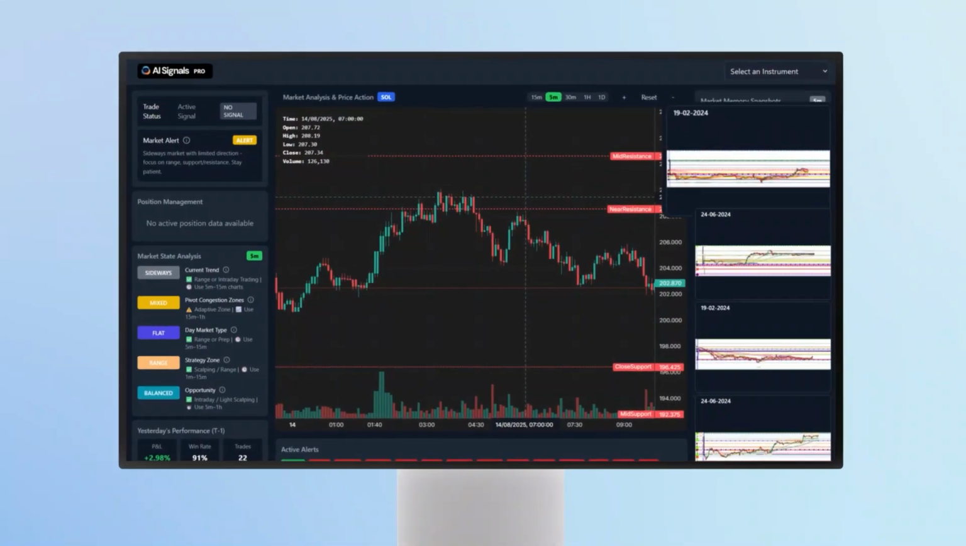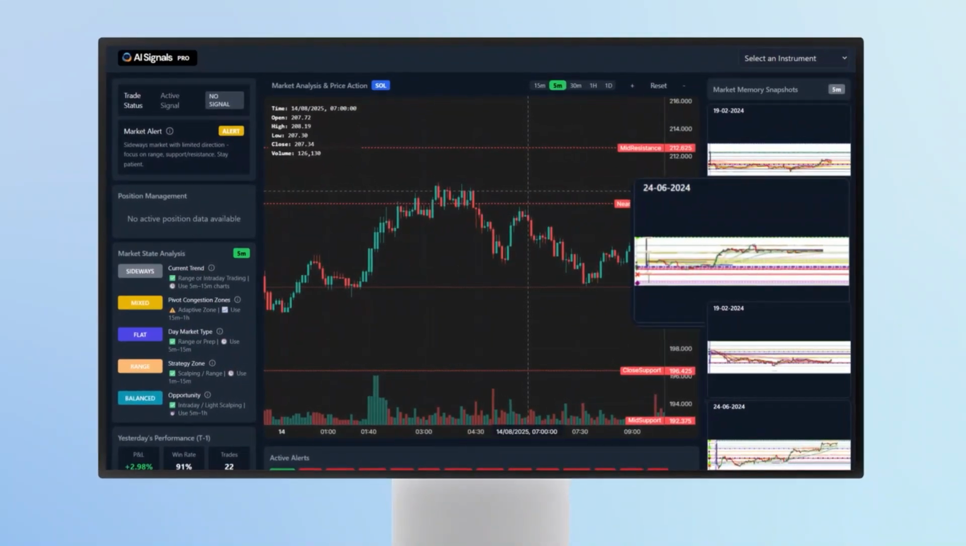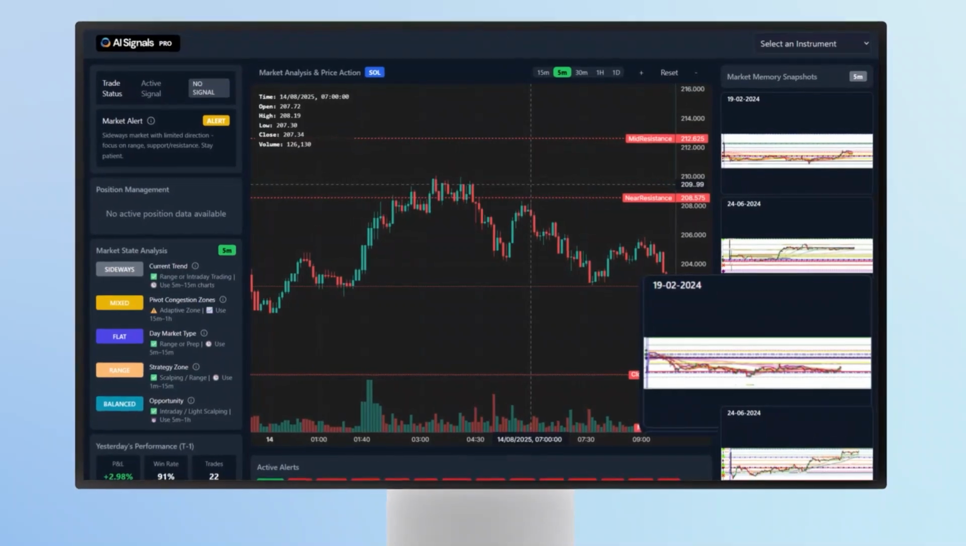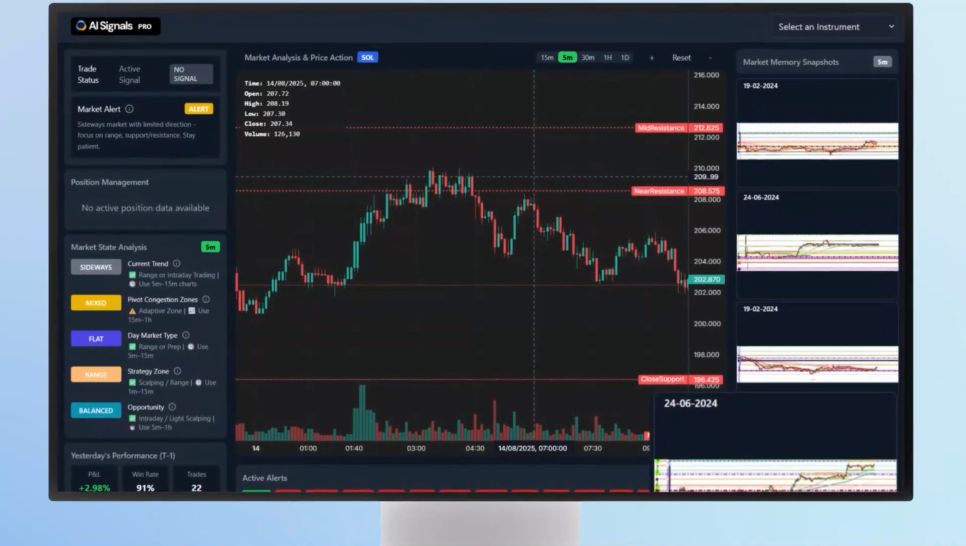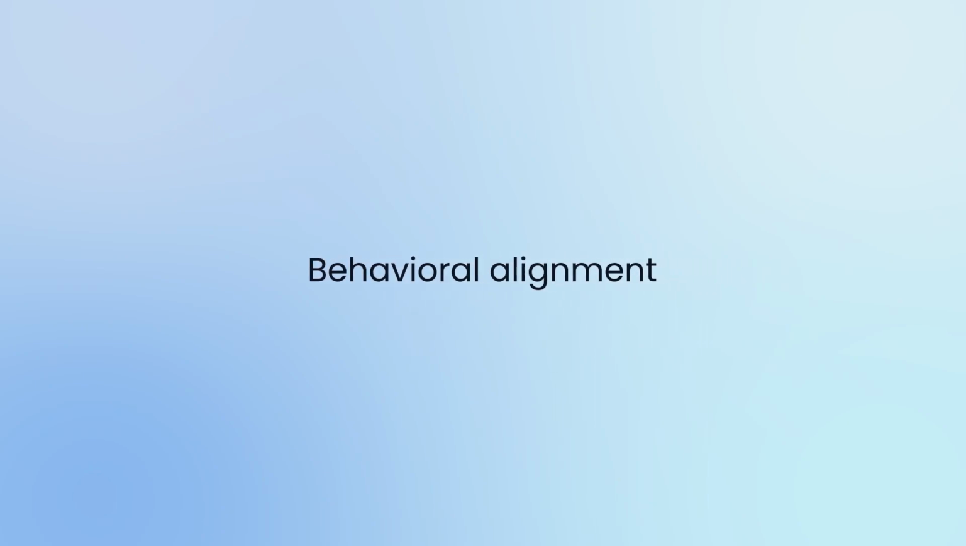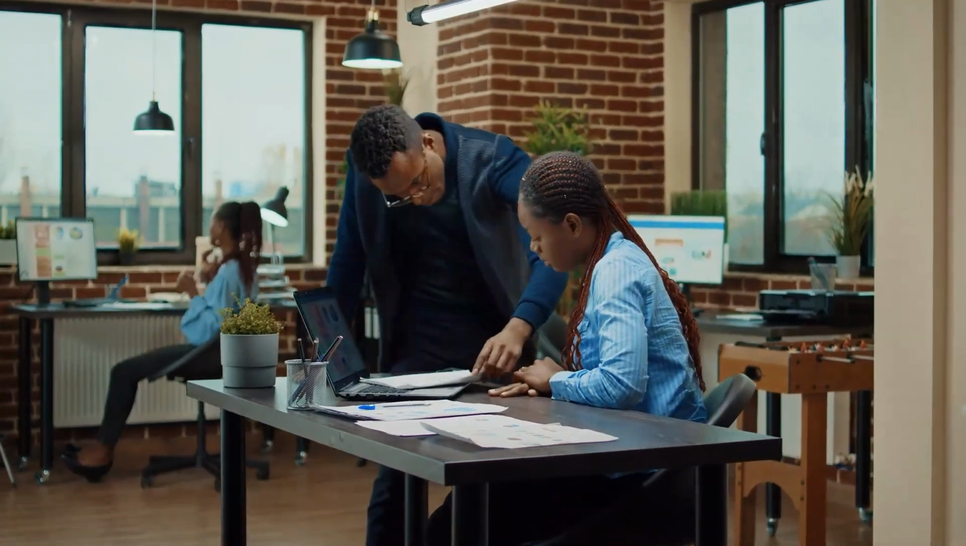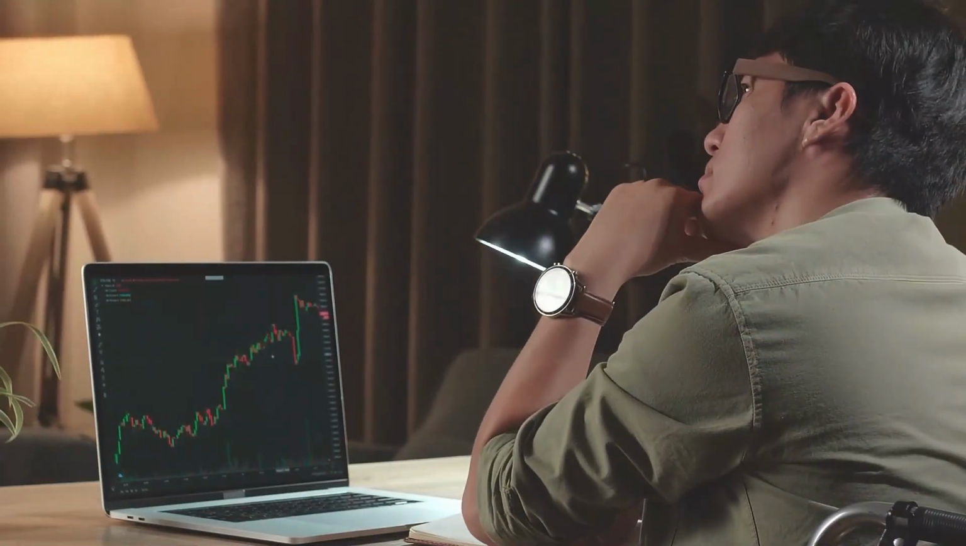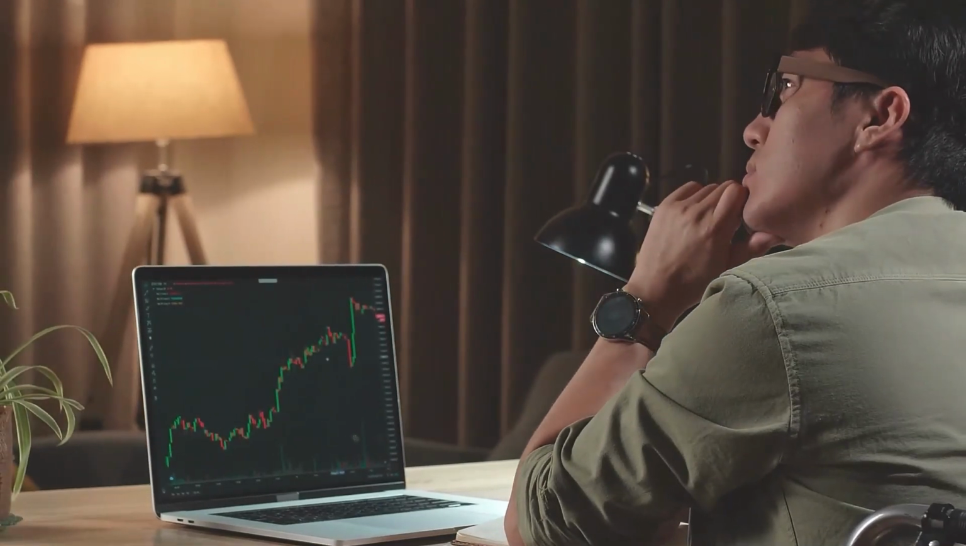You can scroll through each one and study how the market moved. Did it break down? Did it range? Was there a clean continuation? Each snapshot is like a real-world playbook from the past, letting you learn from it instantly. This isn't a backtest, it's behavioral alignment, and it helps you reinforce or challenge your trade decisions based on how similar environments played out before.